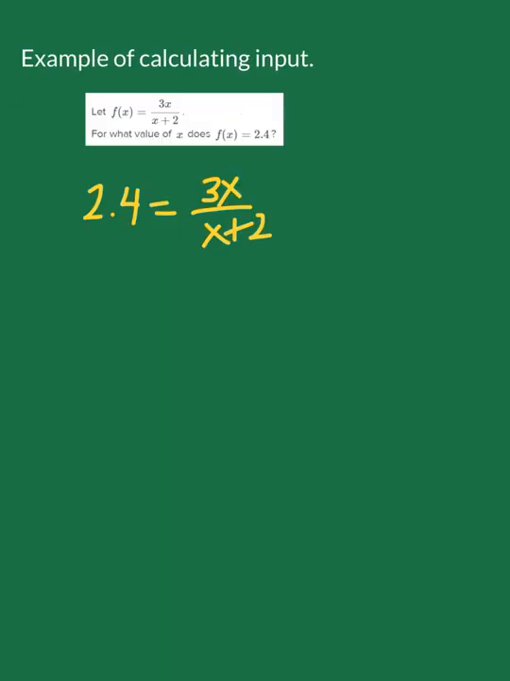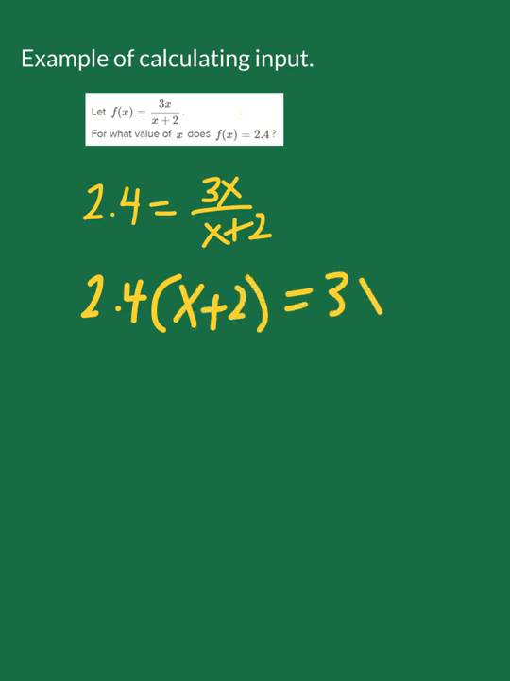This is no problem. All right, I had to make some more room here. The first thing I'm going to do is multiply both sides of this equation by x plus 2. So I'm going to get 2.4 times x plus 2 equals 3x. Then let's use the distributive property. We get 2.4x plus 4.8 equals 3x.